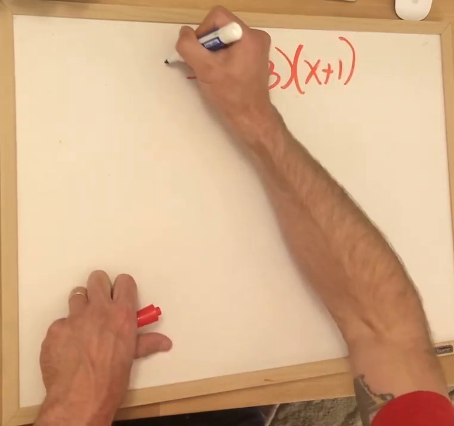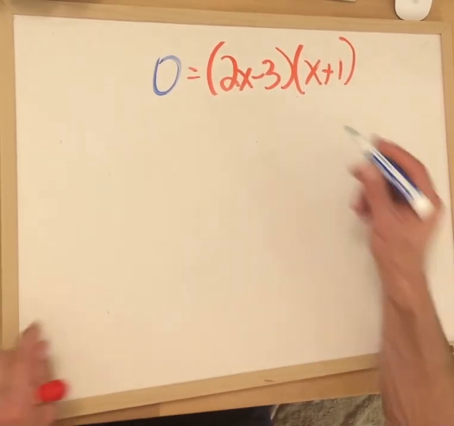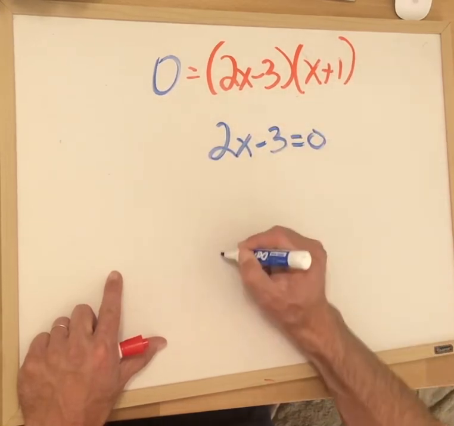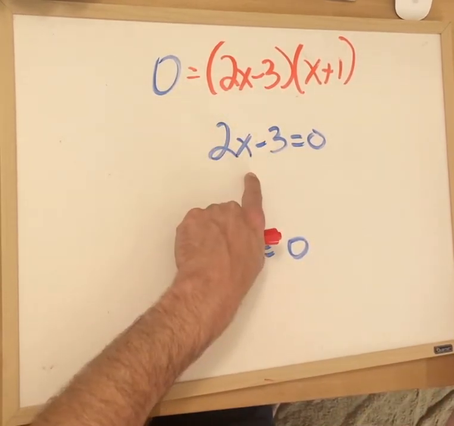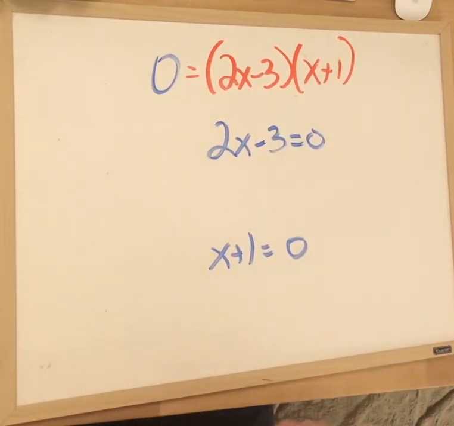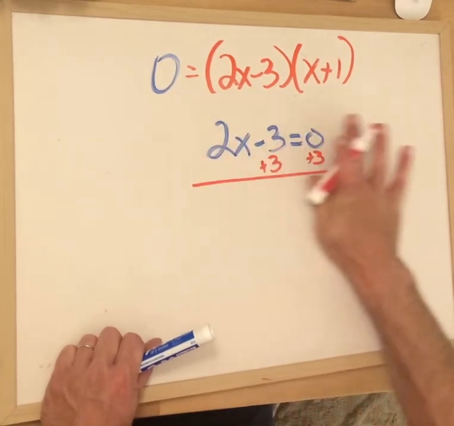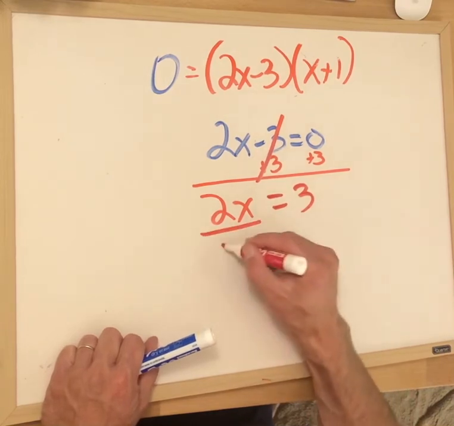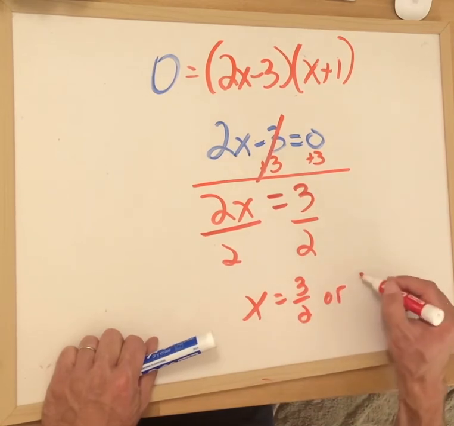Set it equal to 0. Factor it. Well, it's already factored, so you don't have to do anything. Now what you got to do is this. Set every factor equal to 0 and solve. Set 2x minus 3 equals 0. Set x plus 1 equal to 0 and solve. Okay, well, let's do this. I'm going to add 3 to get 2x. This cancels out, equals 3. And then divide by 2 to get x equals 3 halves. Or this is also the same as 1.5.